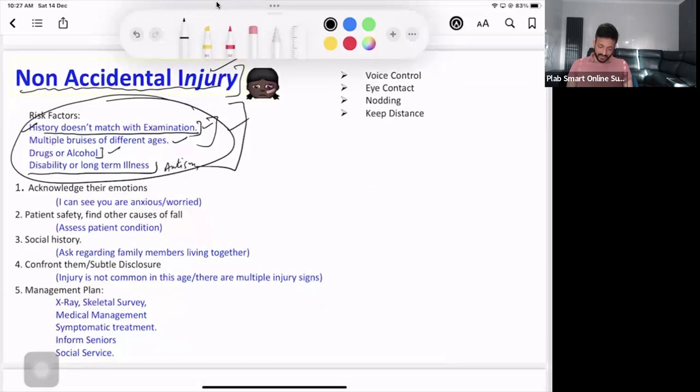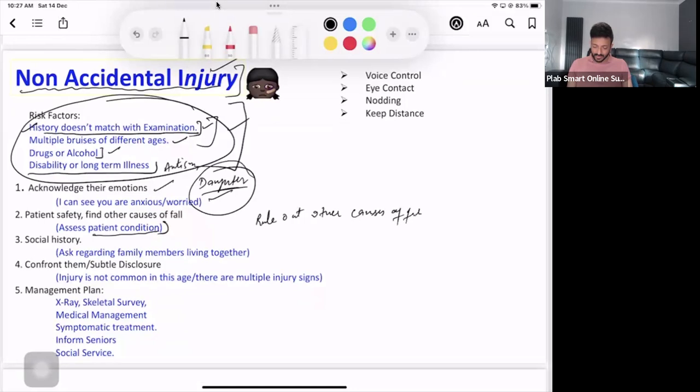So in this, we are talking about, I can see you're anxious. The person you're talking to is the daughter. She's very, very anxious and worried, so you need to acknowledge that. Assess the patient's current condition, that is something you can do. Obviously, you need to rule out other causes of fall. That's very important. And don't forget to take a psychosocial history.